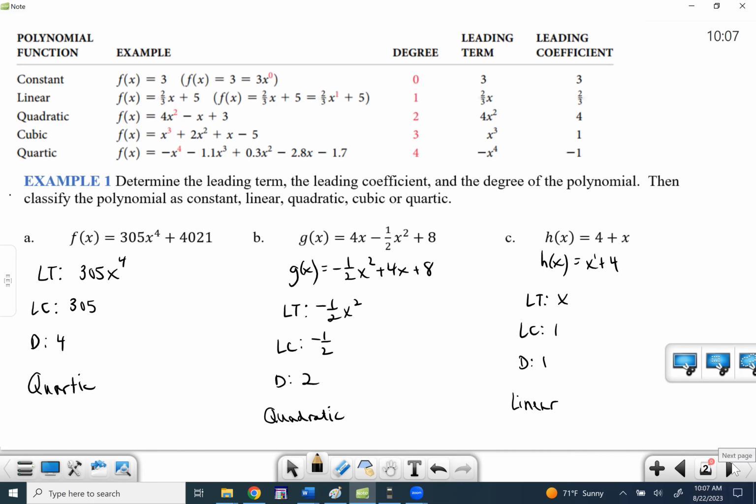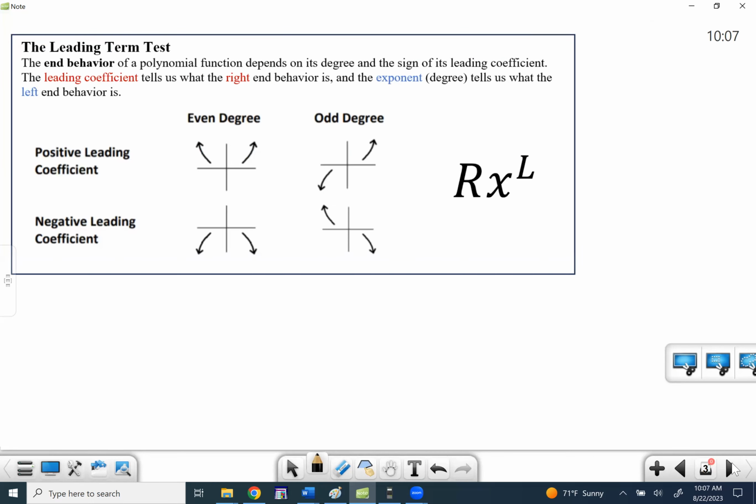Okay. The reason we're concerned with being able to find all of those pieces is that the leading term actually tells us the end behavior of the graph. You can see in these pictures that the middle is missing on all of them, right? It's basically saying what the right end is doing and what the left end is doing, okay? The number in front, the leading coefficient, tells us what the right is doing. If the leading coefficient is positive, then the right-hand side is going up, and over here, the right-hand side is going up, okay?